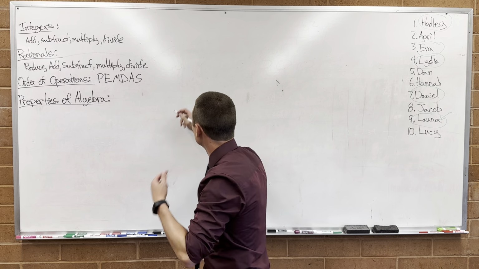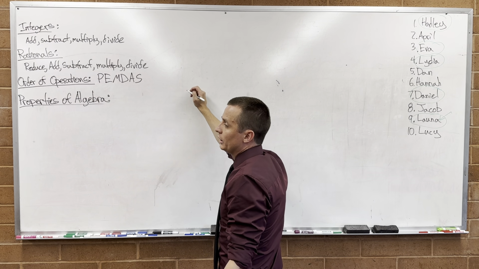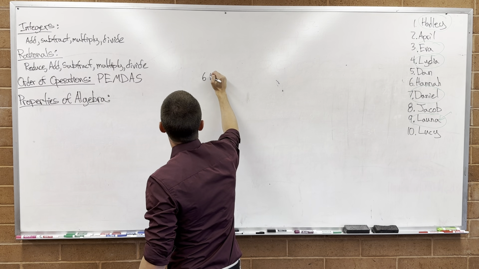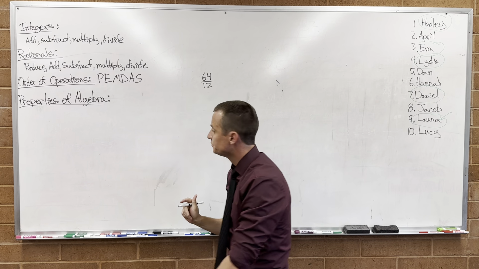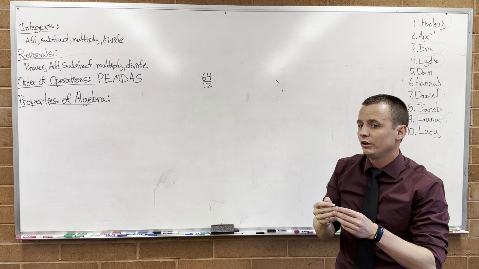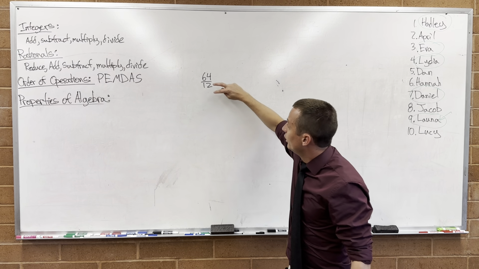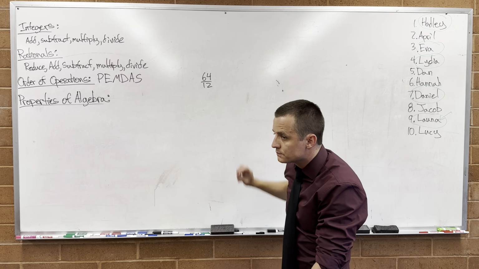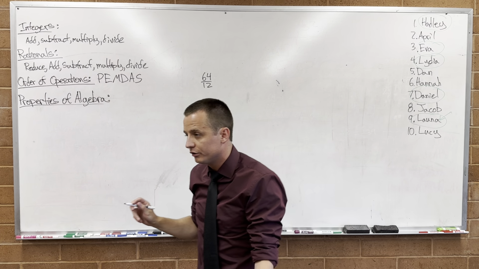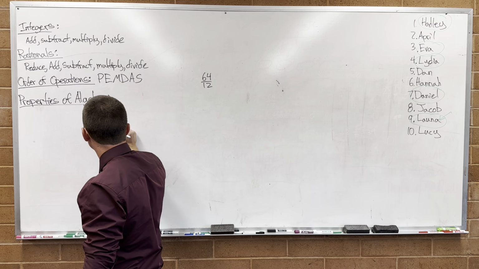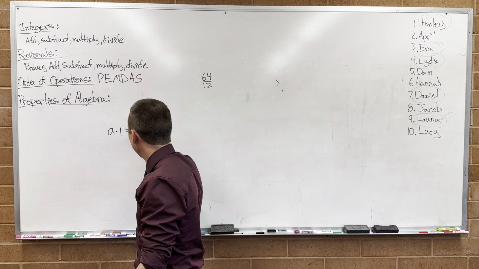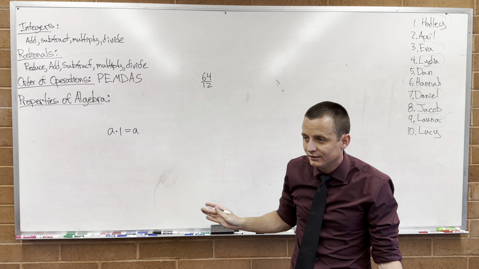Not combine like terms. So when we're talking about reducing, we're going to be talking about something like 64 over 12. If we want to reduce a fraction like that, what are we looking for? We are looking for common factors that go into each of these things. The basic algebraic property we're using is that any number times 1 is equal to that number, A. A times 1 is A.